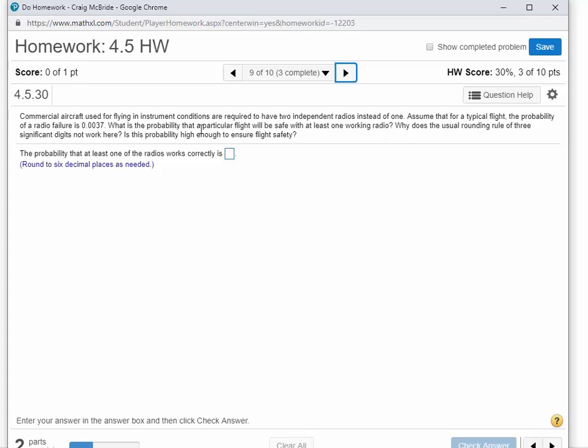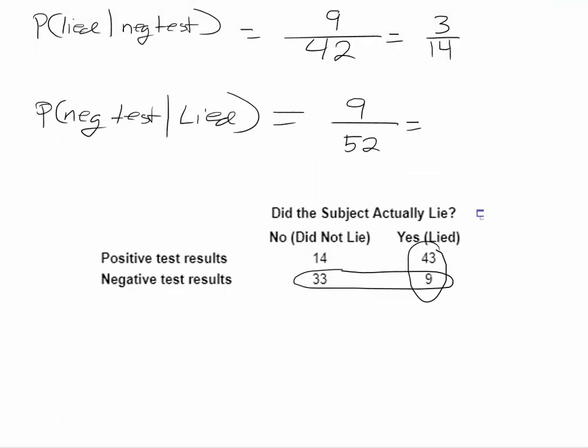All right, number 9. Commercial aircraft for flying instrument conditions are required to have 2 independent radios instead of 1. Assume that for a typical flight, the probability of a radio failure is pretty small. What is the probability that a particular flight will be safe with at least 1 working radio? So it's an at least 1 question, which remember is the same thing as 1 minus the complement.